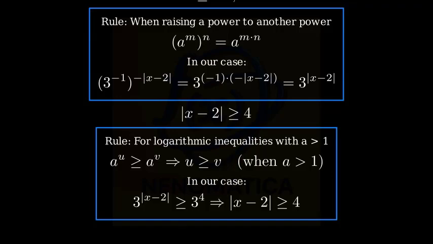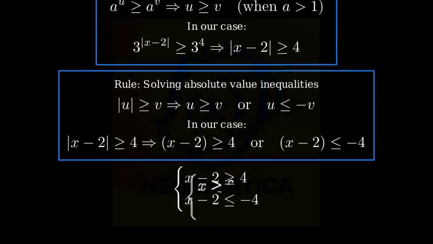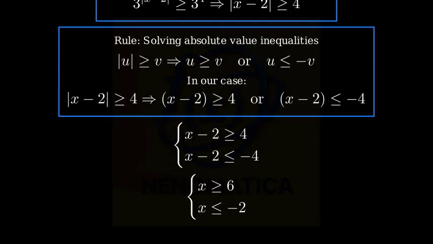Therefore, our solution is the union of two intervals: x is less than or equal to negative 2, or x is greater than or equal to 6. Using interval notation, the solution set D equals the interval from negative infinity to negative 2, closed at negative 2, union with the interval from 6 to positive infinity, closed at 6.